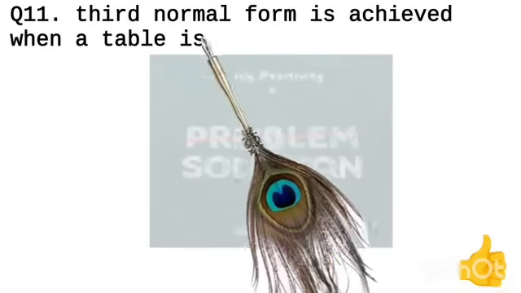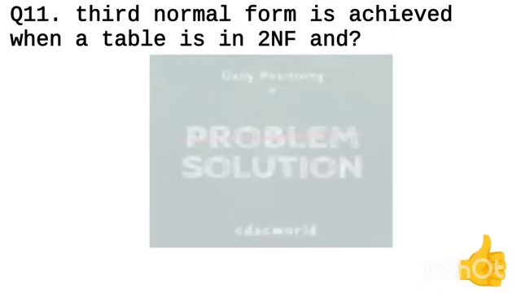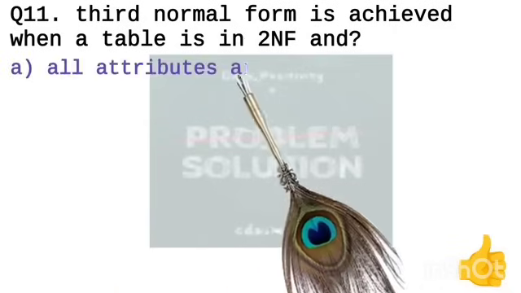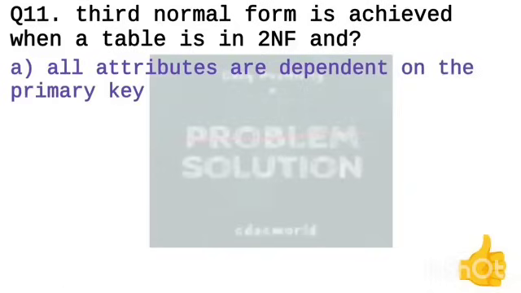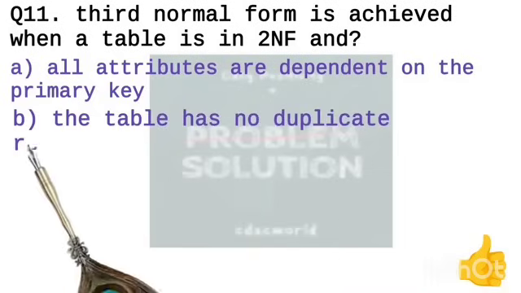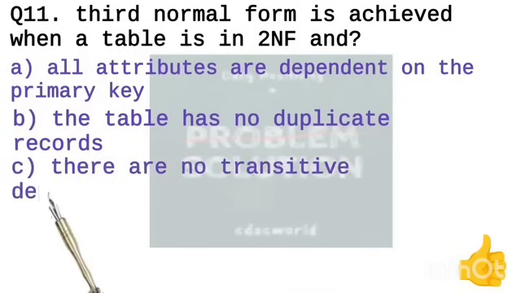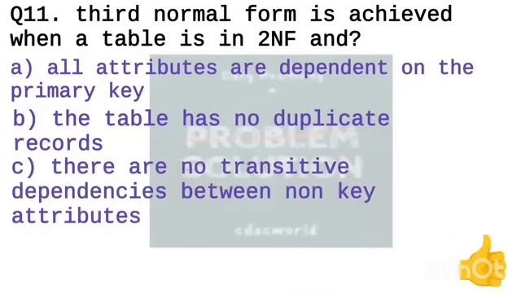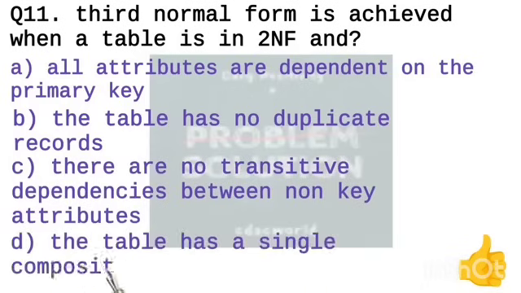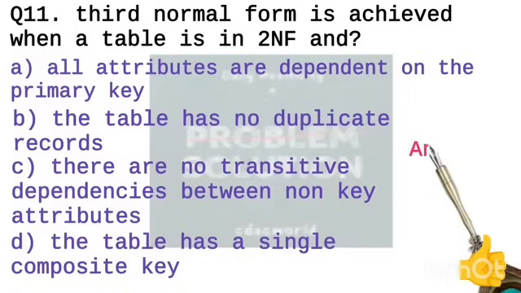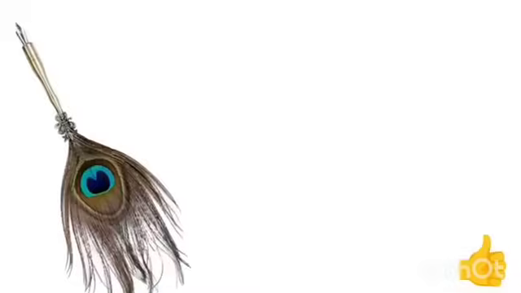Query number 11. Third normal form is achieved when a table is in second normal form and: option A. All attributes are dependent on the primary key. Option B. The table has no duplicate records. Option C. There are no transitive dependencies between non-key attributes. And option D. The table has a single composite key. And the answer is C. There are no transitive dependencies between non-key attributes.